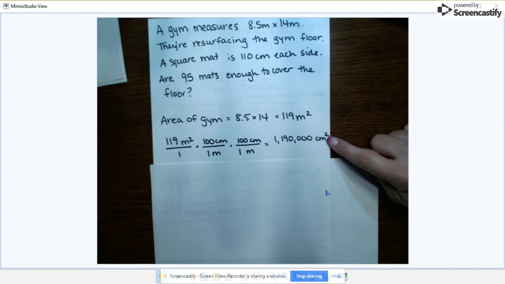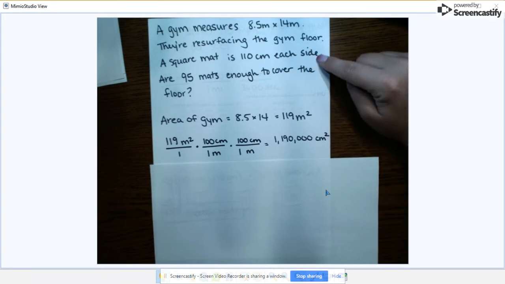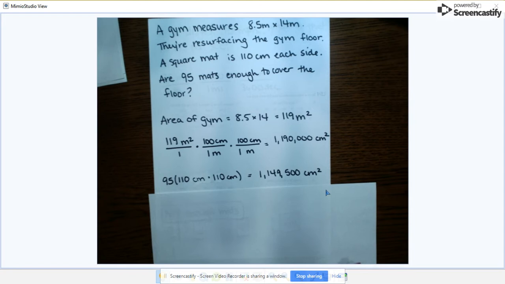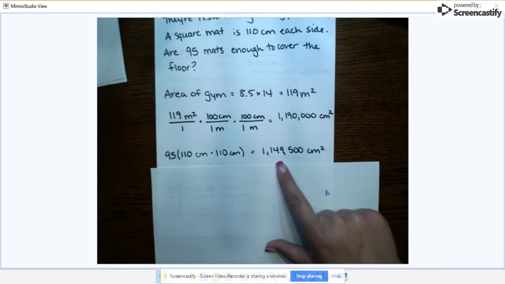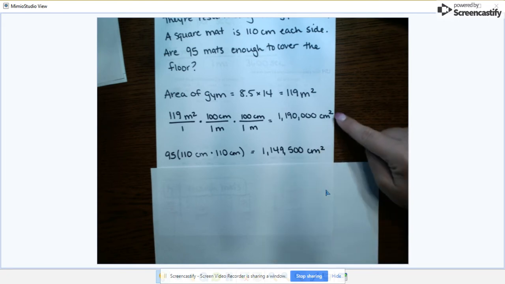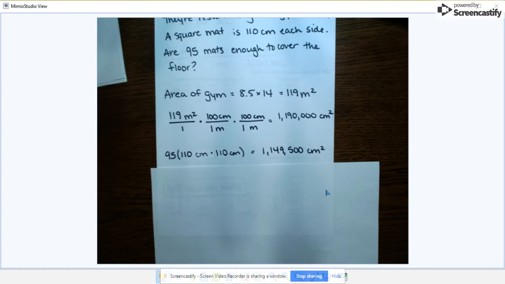Okay, so this is the area of the gym floor. We know the size of the mats. So to find the area, it is a square, so we take 110 times 110. And then we know we bought 95 mats. So when we do 95 times 110 times 110, we get 1,149,500 square centimeters. And knowing that this is the size of our gym floor and this is how many mats we have, we do not have enough mats to resurface the gym floor.